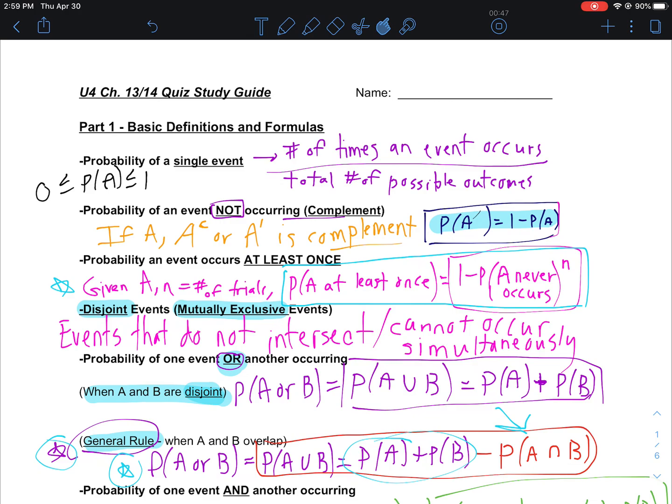This is an answer key. I've already written it all out, the examples as well as the definitions. You can pause this at any time to write down what you need.